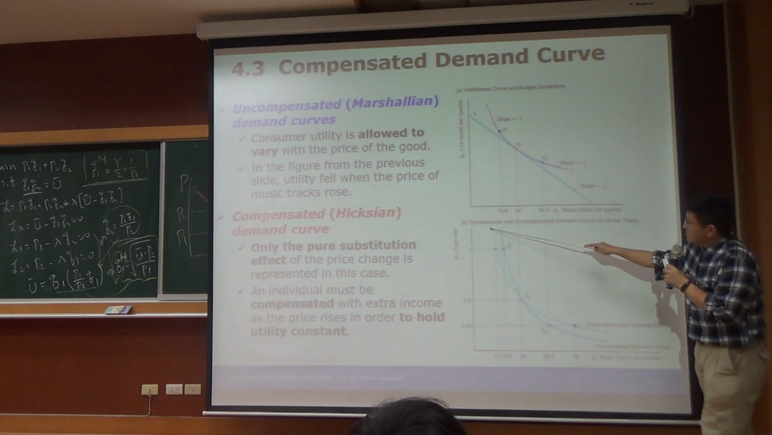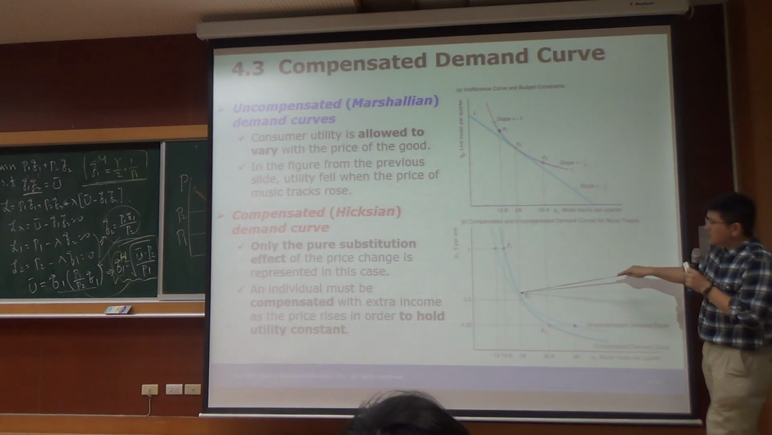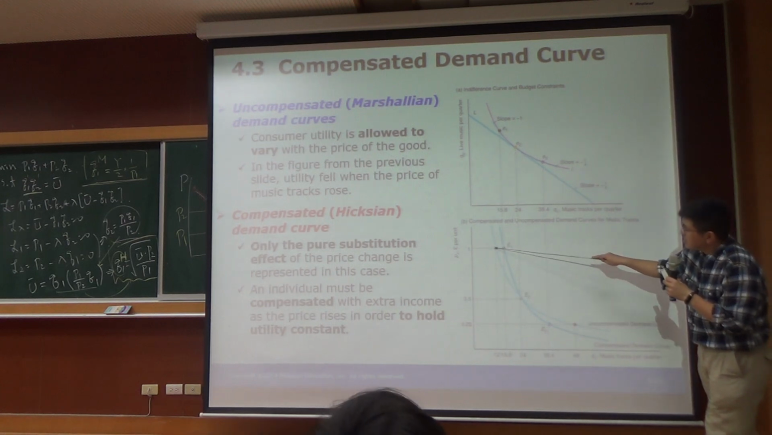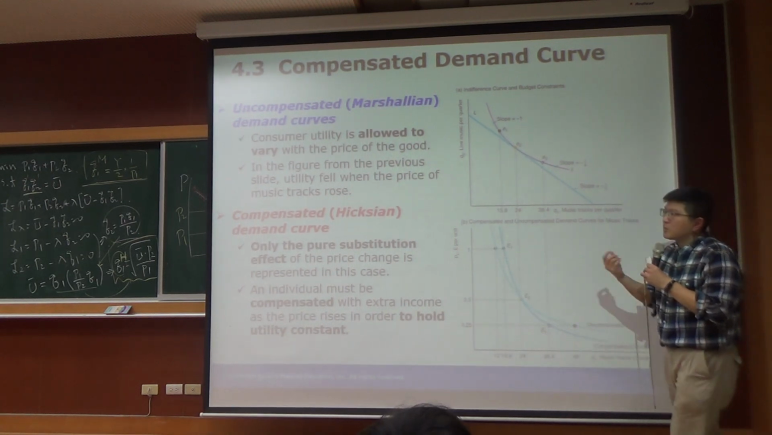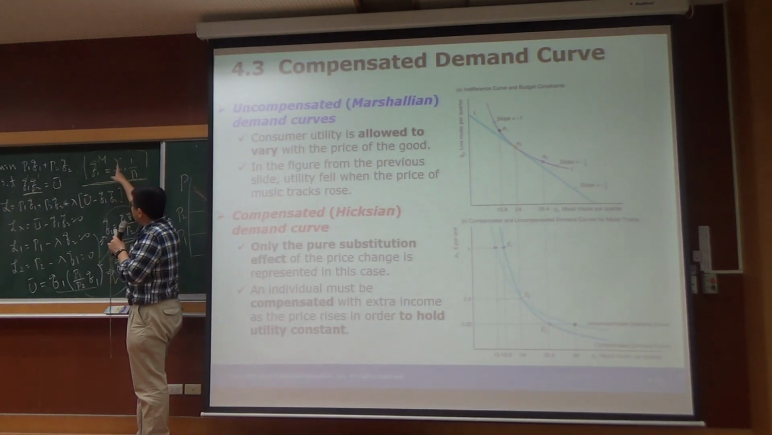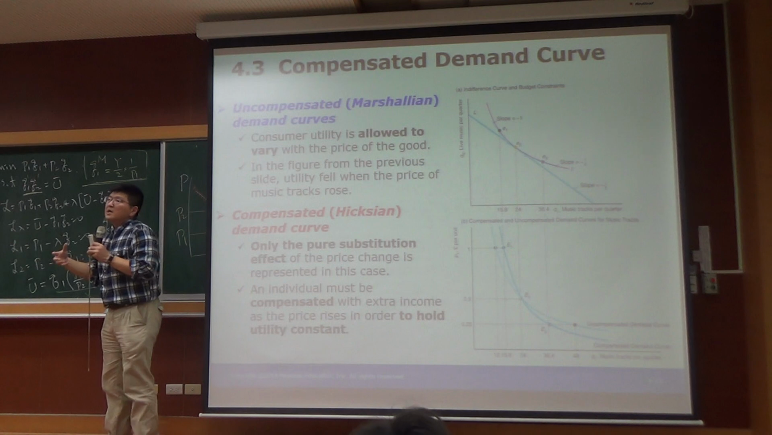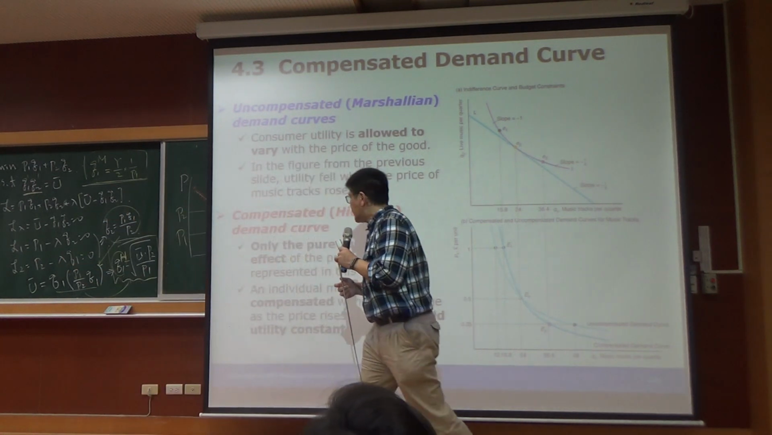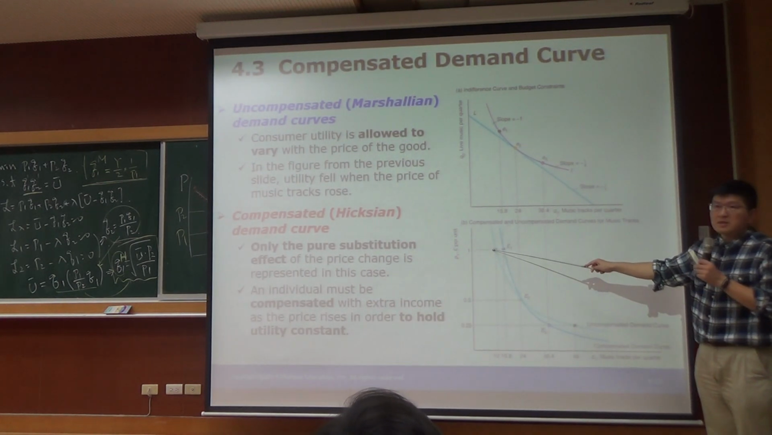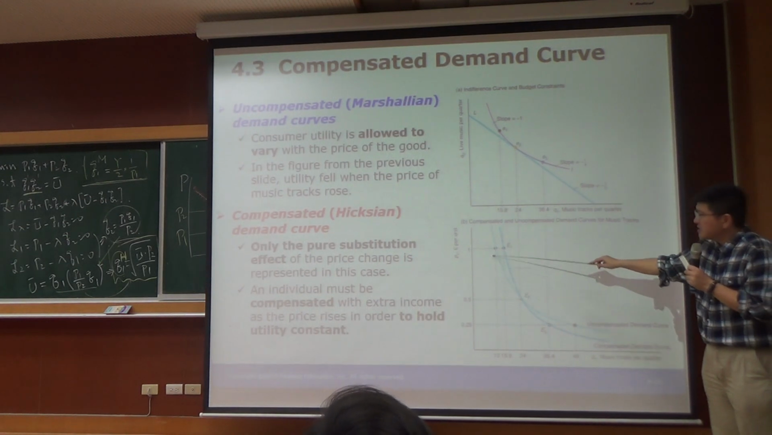Okay? So Marshallian, when the price goes up and your quantity demanded decreases from this level to this level, what would be the deciding factors? P1 and Y. Okay? You need to know how much money you have in your pocket. So from here to here, your utility level would be different. Actually, you will feel worse off because the price goes up.